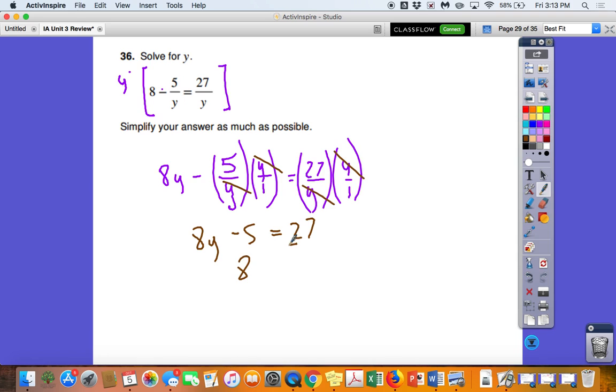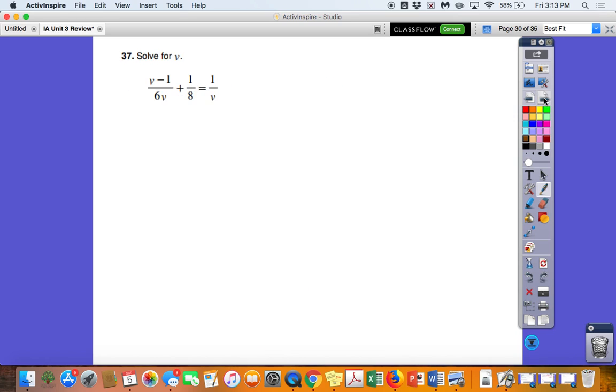So add 5. 8y is, what is that, 32? Oh, yeah, it works. So y is 4. Is that allowed? Yes, because our denominator can't be 0. That's the only thing that we can't have. So 4 is good. All right, so, we upgraded.